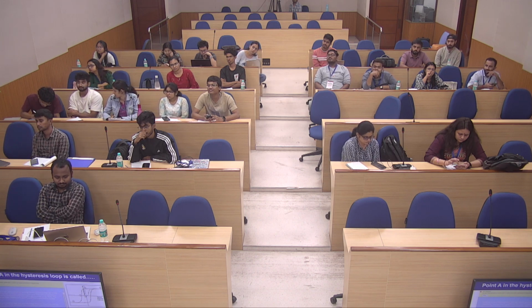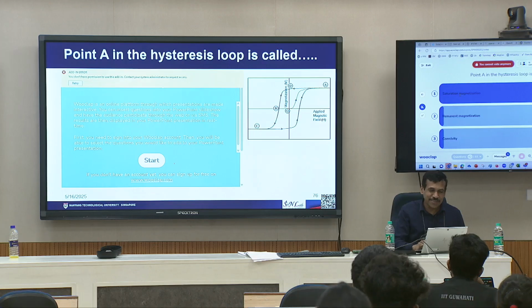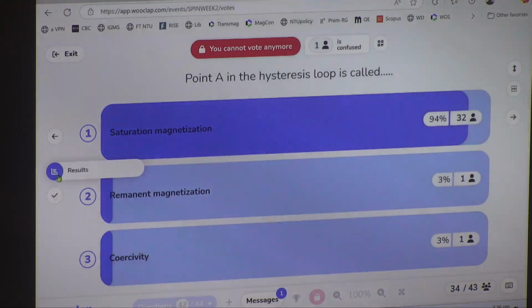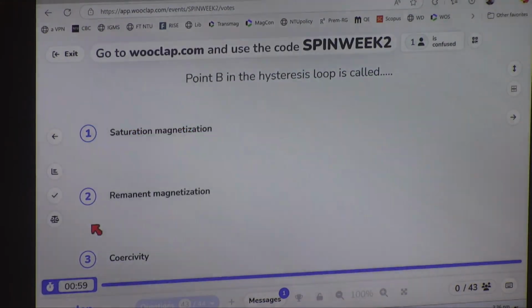Okay, point A is saturation magnetization. Almost all of you are right. I want to see 100% correct for this kind of simple questions. Anyway, mostly correct. Next one.